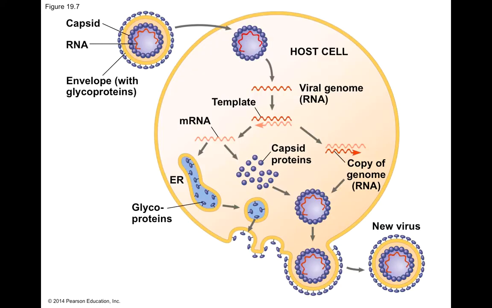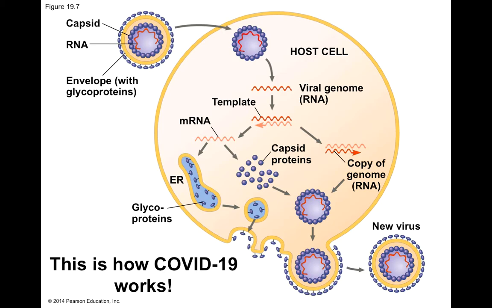So to modify our earlier diagram with an enveloped RNA virus, such as COVID-19, these glycoproteins are used to bind to receptors on the host cell. This allows the virus to enter the cell. The capsid is digested, which releases the single-stranded RNA into the cell. Since this particular RNA is used as the template, let's see how that works.